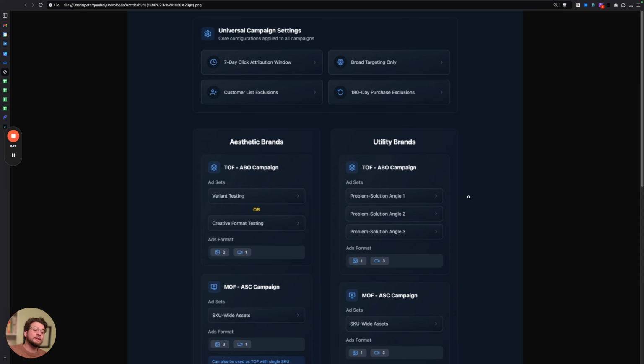Now for utility-based brands, it's a little bit different here. It's always going to be problem-solution angle testing for the most part, where each ad set is a different problem and solution and a different angle at selling your product, potentially hitting a slightly different demographic as well. So that's the overall view.